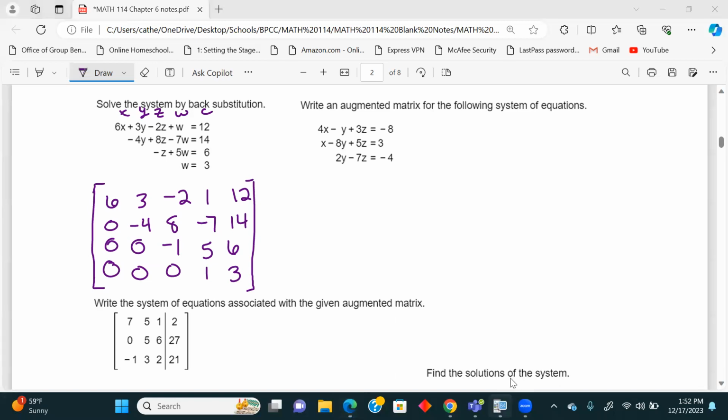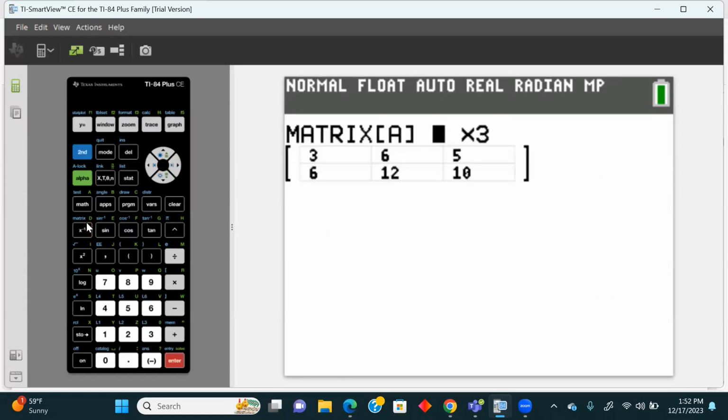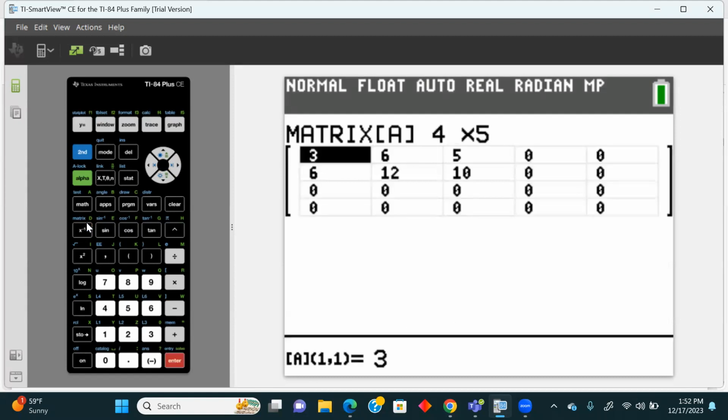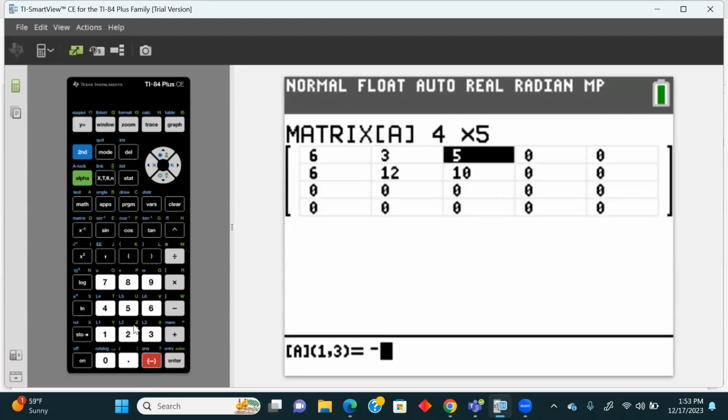So let's flip over there. We had a second matrix, and we're going to edit. I'm just going to use A again. Instead of a 2 by 3, this one is a 4 by 5. And if you get the wrong dimensions, you can just arrow back and get the right dimensions. So let's put all those numbers in. Minus instead of negative.